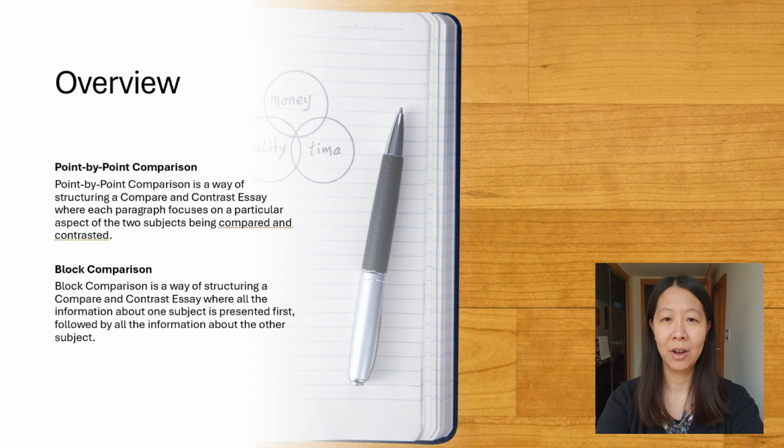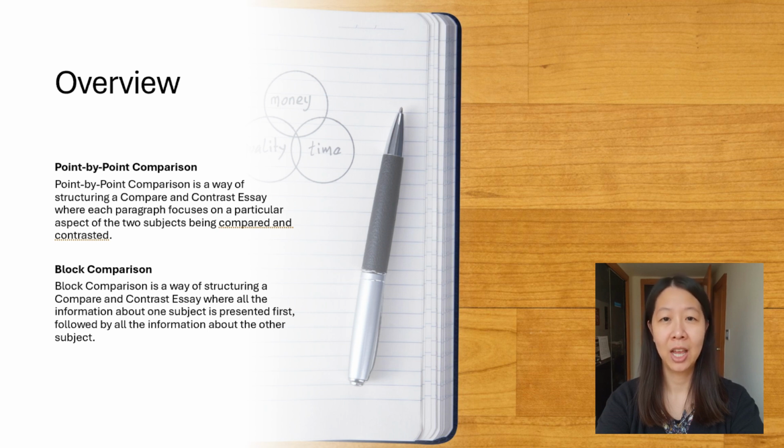For instance, if you're comparing two cities, one paragraph might explore how their climates differ, while the next paragraph focuses on their cost of living. This structure is excellent for showing direct comparisons and contrasts, as readers can easily see the parallels and differences side by side. Next is the block comparison.